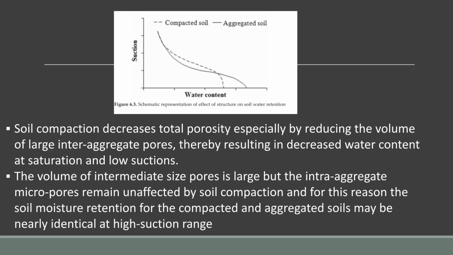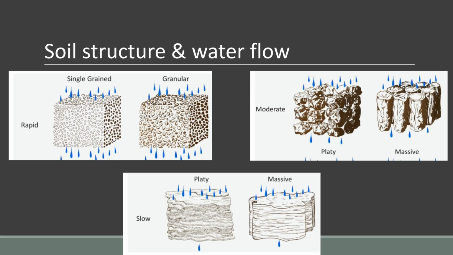Soil compaction decreases total porosity by reducing the volume of large interaggregate pores. This decreases water content at low suctions, but intra-aggregate micropores remain unaffected, keeping high suction water retention similar to aggregated soils. Soil structure significantly affects water flow. This influences how water infiltrates, percolates, and is retained within the soil.